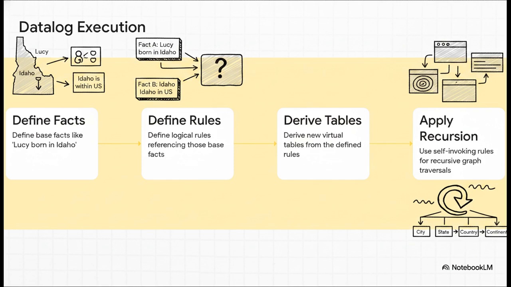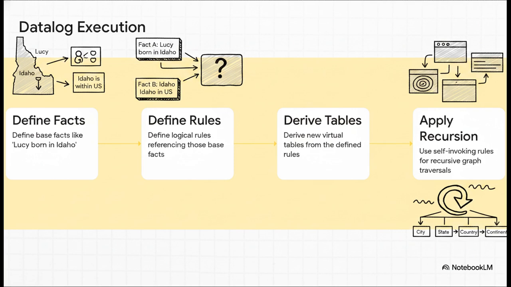It's a step-by-step logic process. Step 1. You define your base facts, those ground truths, like Lucy and Idaho. Step 2. You define logical rules that reference those facts. Step 3. Datalog uses those rules to derive new virtual tables on the fly. But step 4 is where the magic happens. Datalog rules can invoke themselves.